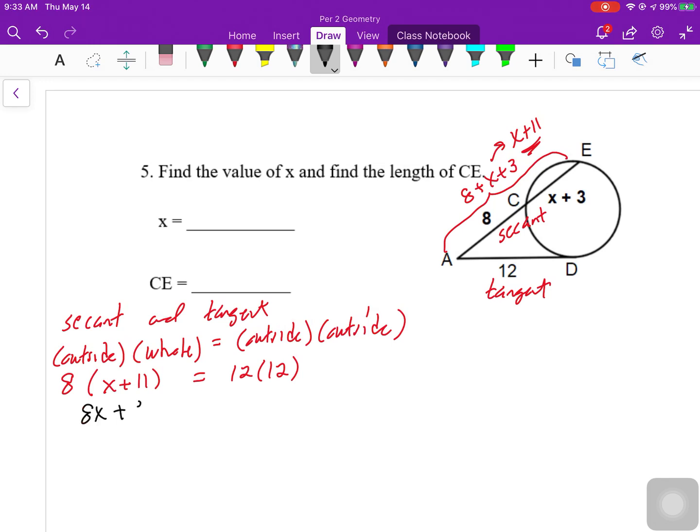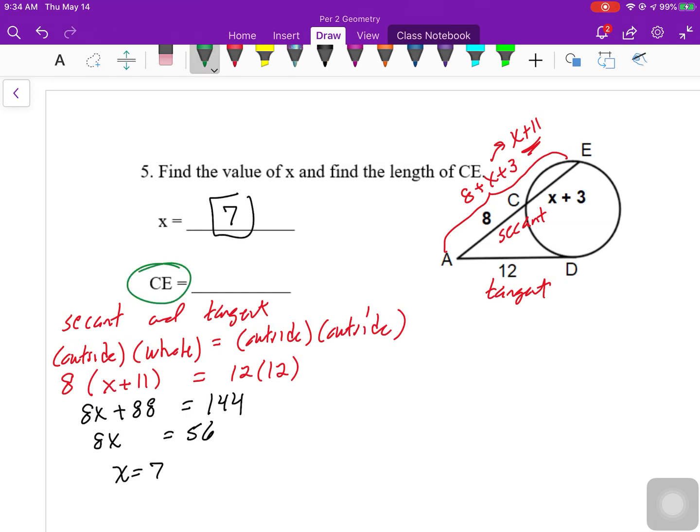Check that setup, see if it makes sense to you. The algebra here is pretty straightforward. We distribute the 8x plus 88. On the right side, 144. We subtract the 88, 8x equals 56. We divide by 8, x equals 7. So we now have the x.